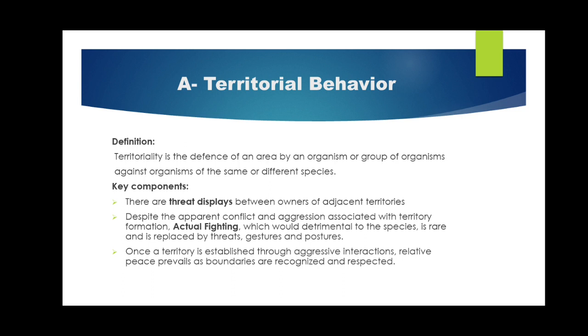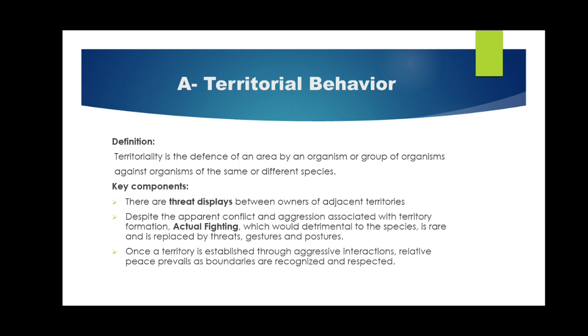For example, if there is some apparent conflict or a fight or aggressive behavior associated with different territories, actual fighting, which would be detrimental to the species, is rare and is replaced by threats, gestures and postures, etc. For example, if two groups are against each other, they won't harm one another in the first place. They would only show signs of threat and show their anger to one another.